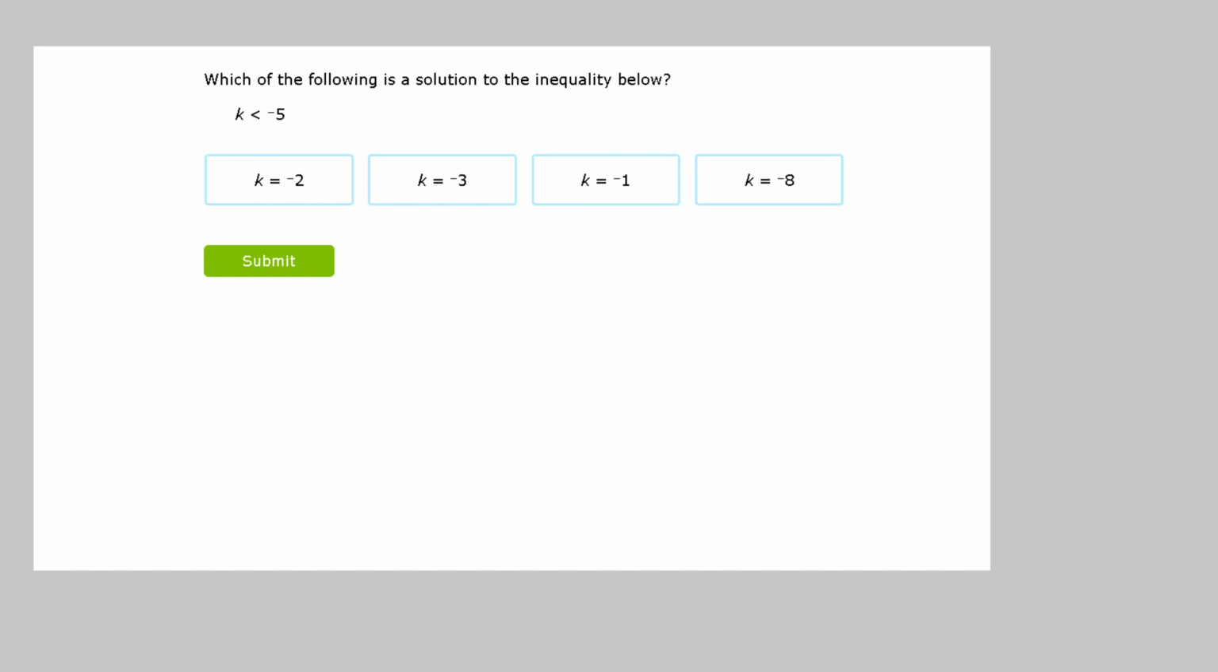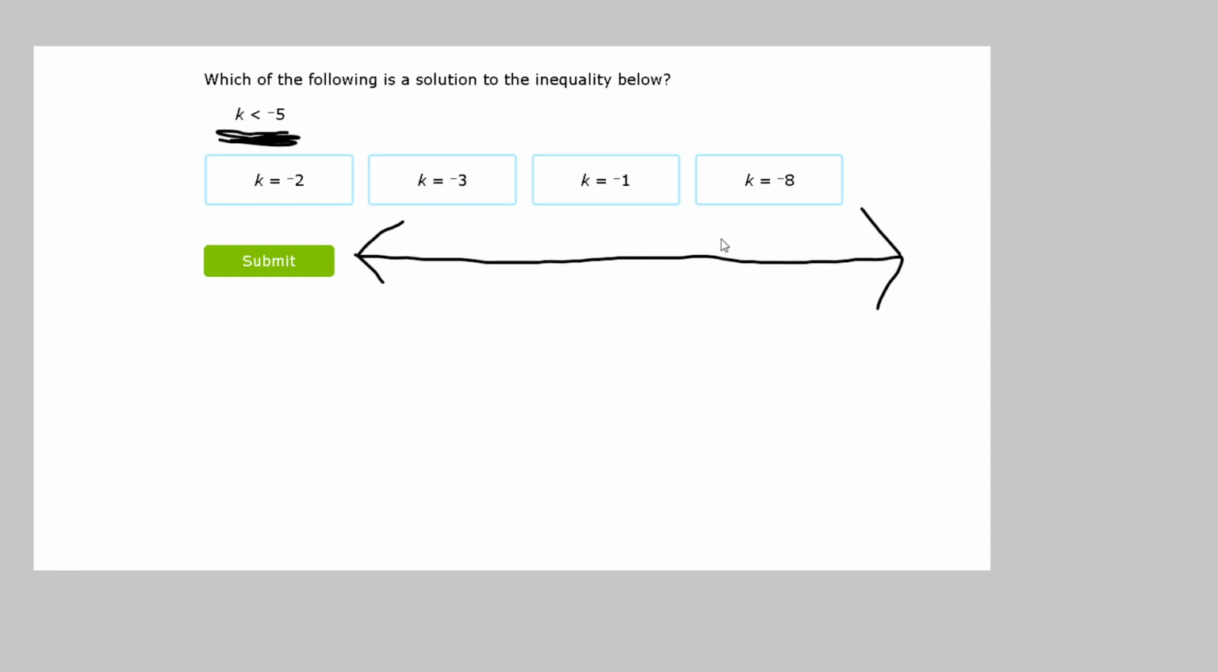Now, the last couple of weeks, we've been working on solving for a missing variable. And we found that there's only one answer when we're solving these questions. Inequalities are different, though, because an inequality suggests that there's more than one answer for these type of questions. Because let's look at this here. This is saying, which of the following is a solution to the inequality below? Well, k is less than negative 5. There's a lot of numbers less than negative 5. In fact, there's infinite numbers less than negative 5.